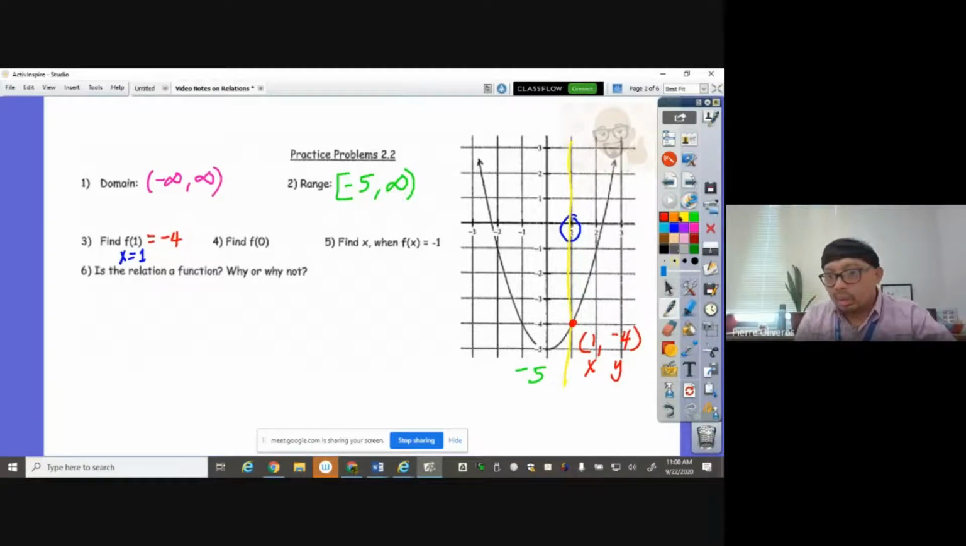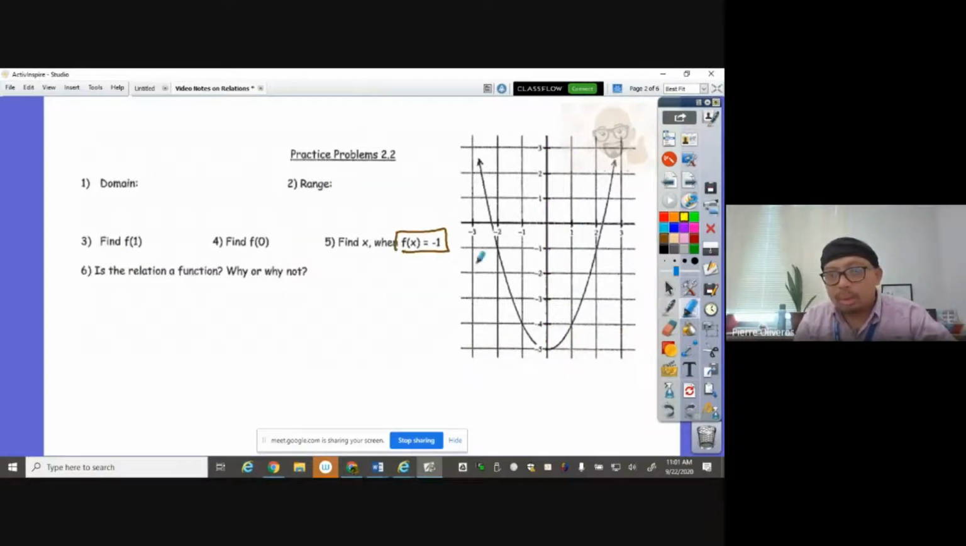Okay, let's do it one more time. F of 0, 0 on the x-axis is right here. So we're going to draw a vertical line that crosses at 0 and has to pass through the graph. Boom. That point there, that brown point. That brown point is 0 comma negative 5. So the value of x there is 0. The value of y then is negative 5. So this is negative 5. Okay, very simple, right?